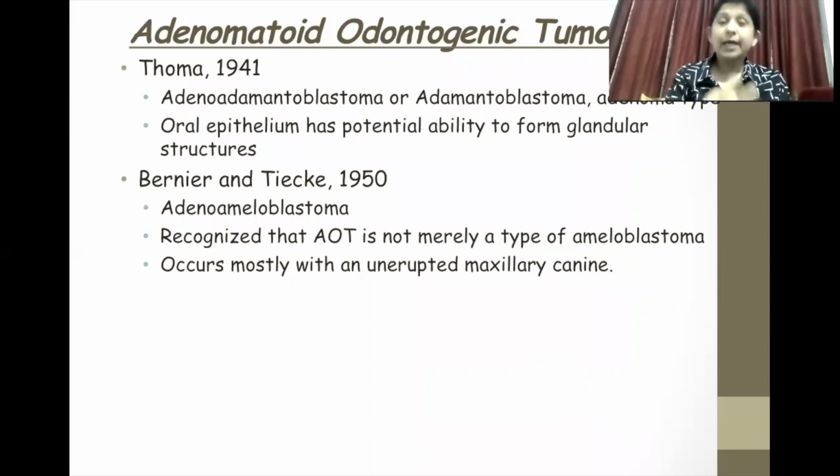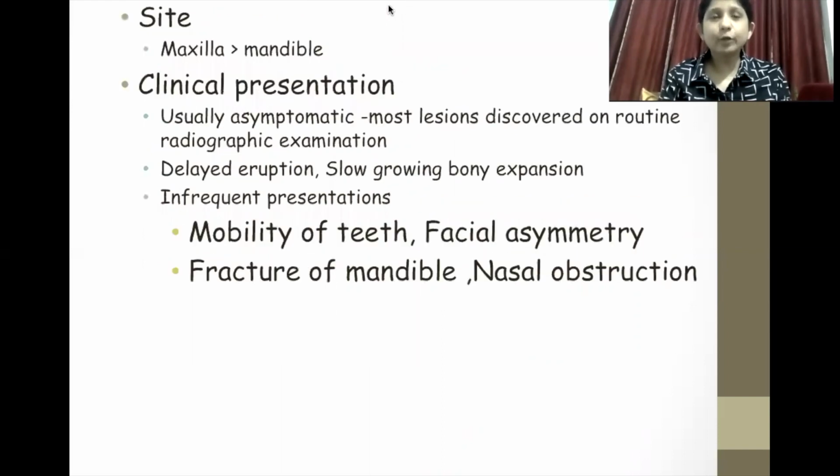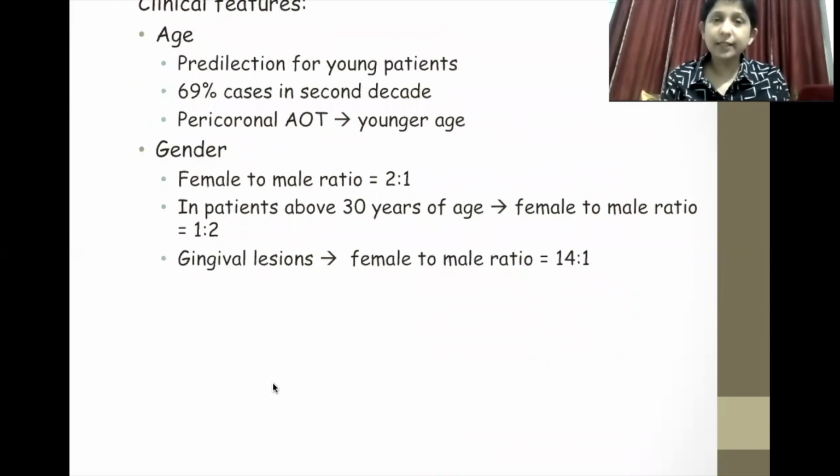So which means that the most favorite site of occurrence of an AOT would be the anterior maxilla, and that too near an unerupted canine. So it is basically seen in young people. I'll tell you why. Because as I said, mostly the AOT is seen in the anterior maxilla in areas of unerupted canines. So canines normally erupt somewhere around 14 to 15 years or 13 to 15 years of age.